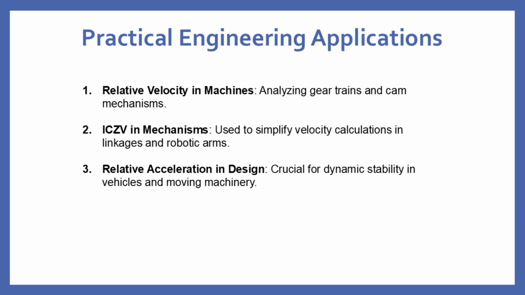Now we're seeing how all these concepts come together in real-world applications. First, we look at relative velocity in machines, particularly in gear trains and cam mechanisms. These systems rely on precise velocity relationships to function properly. Next, we see how ICZV simplifies calculations in linkages and robotic arms. Finally, we explore how relative acceleration analysis ensures dynamic stability in vehicles and machinery. These applications demonstrate why understanding rigid body kinematics is crucial for engineering design.